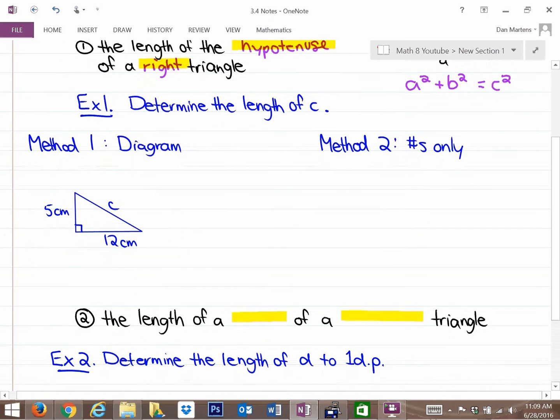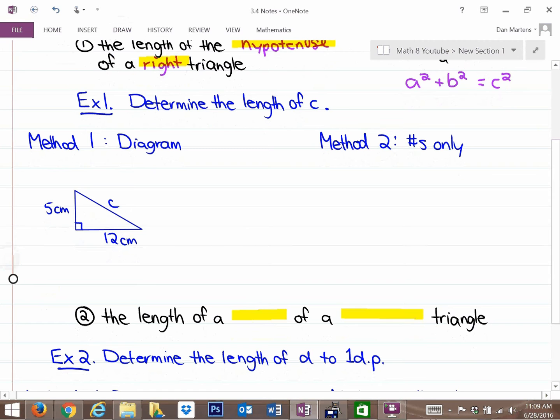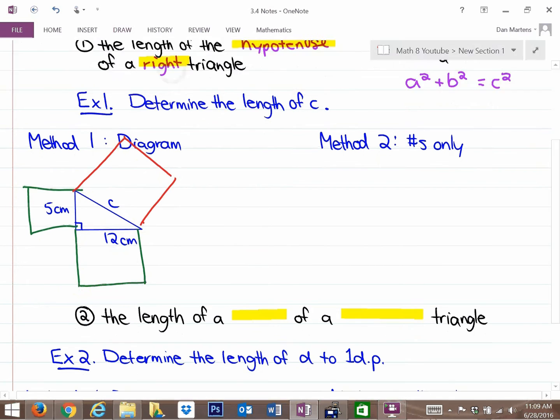If you're using a diagram, what you'd want to do is draw the picture with the squares on it. So we know that these two small squares add up to the area of this big square. Now, in this particular question, these generally take 4 steps. To find this area here, it's 12 times 12, which is 144 centimeters squared. The area of the green square is 5 times 5, which is 25 centimeters squared. So the area of the large square is 144 plus 25, because we have to add up the two smaller squares to get the larger square, and that's 169 centimeters squared.